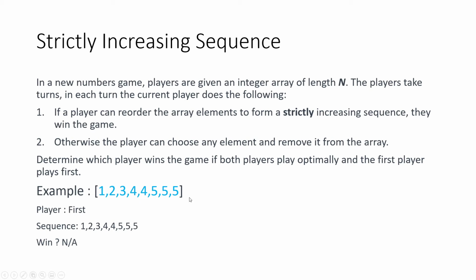So if you are given this kind of sequence and the number of elements in this array is even, then the second player will win. And if the number of elements is odd, the first player will win.